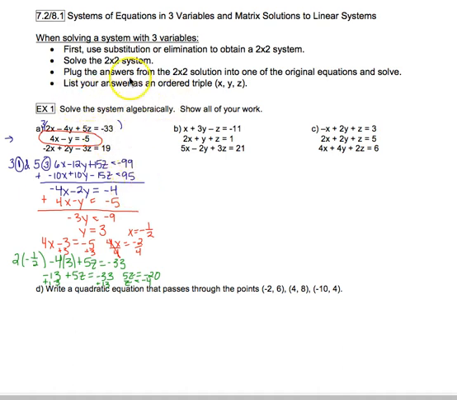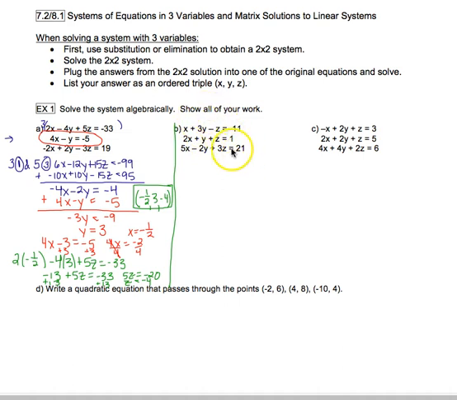So last bullet point is to list as an ordered triple. So I've got negative 1/2 for my x. I've got 3 for my y and negative 4 for my z. Remember that anytime you're solving a system, this is true for 2x2s as well, you can always check your answer by plugging it in. If it truly is a solution, it should work in all of the original equations. So if you're not sure, that's a way you can check yourself. I'm just going to draw a line here to separate what I'm doing.